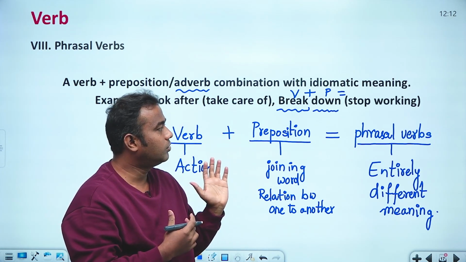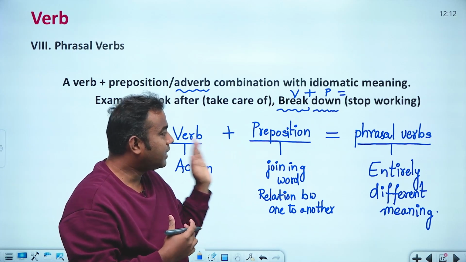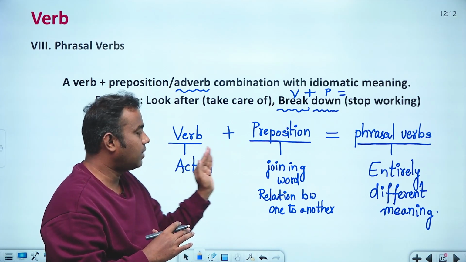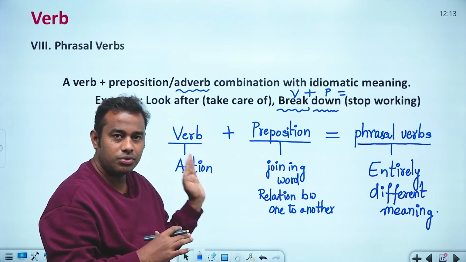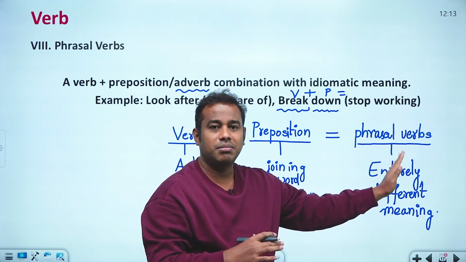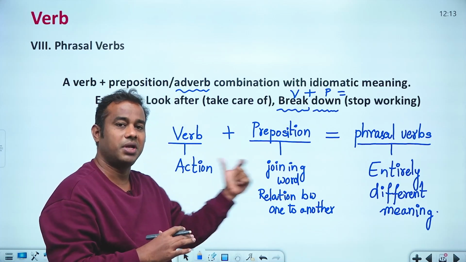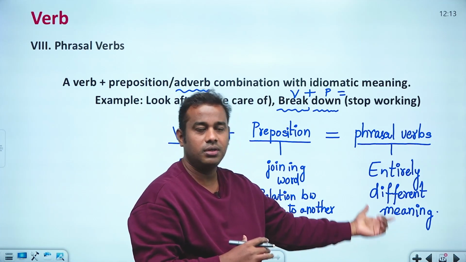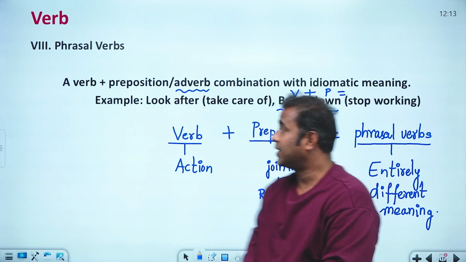You have the action and the relation words that you use in between, verbs and prepositions. It gives a meaning, but that meaning is not exactly like the individual meanings. That's the reason why I have written an entirely different meaning. So look at one example here.